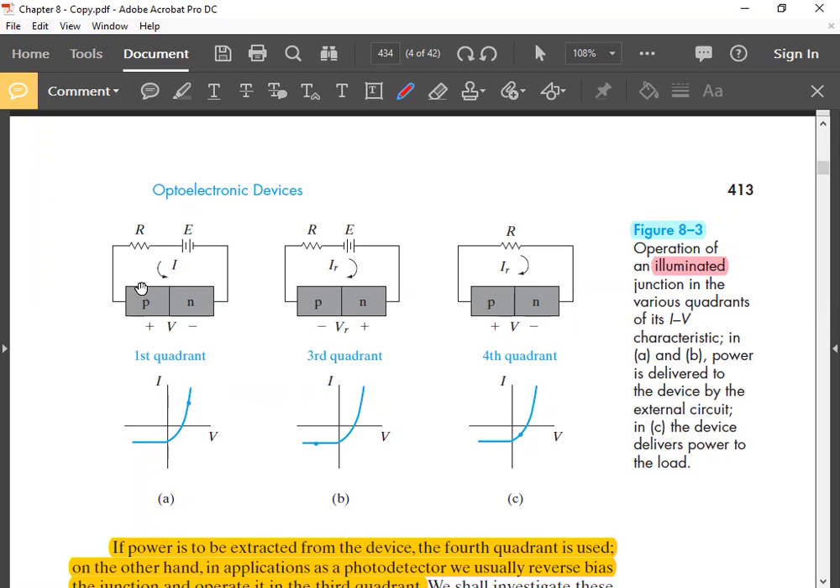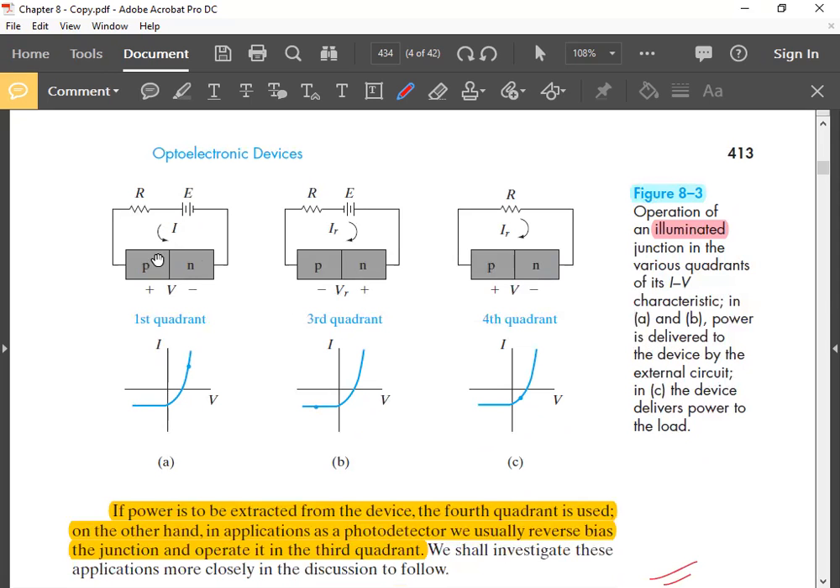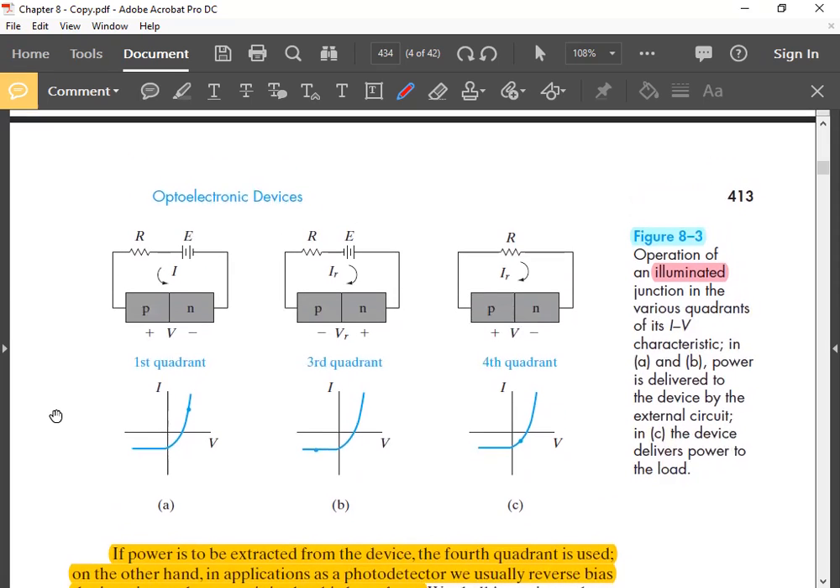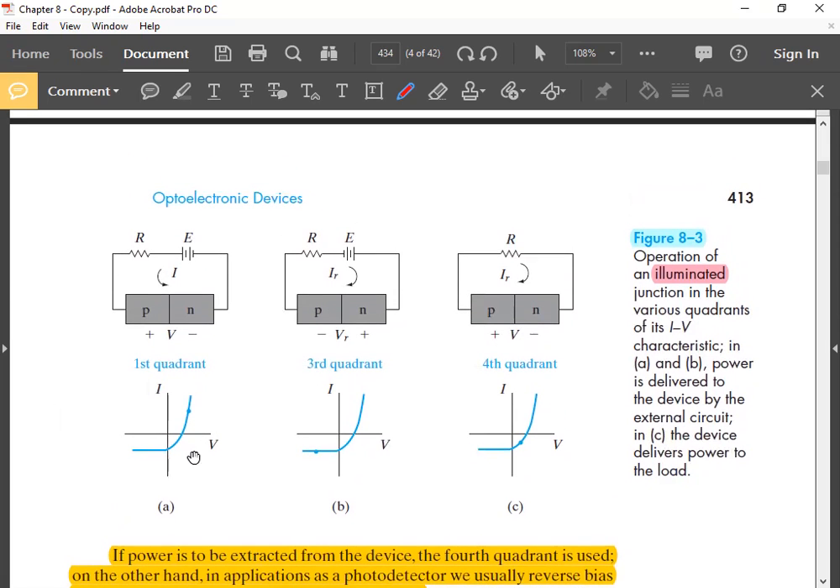In this case, current is entering the positive terminal and leaving the negative terminal. So what kind of element is this? Passive element, exactly. This device is absorbing, or consuming, power from the external circuit. So this is first quadrant operation. The diode is forward biased. Understood?